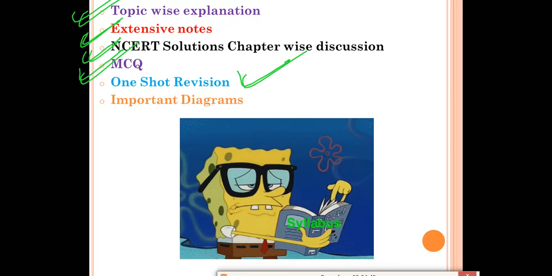And since it is a science subject, without diagrams we can't do science, right? So we are going to discuss some important diagrams also from each and every lesson. So these are the things which we are going to be covering in each and every lesson.